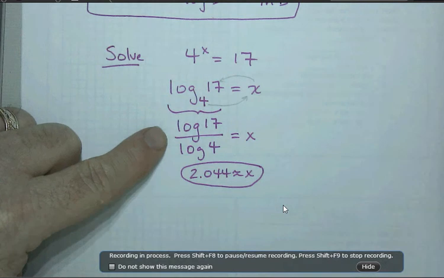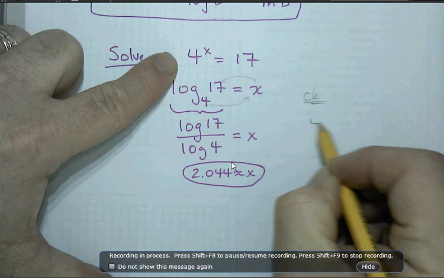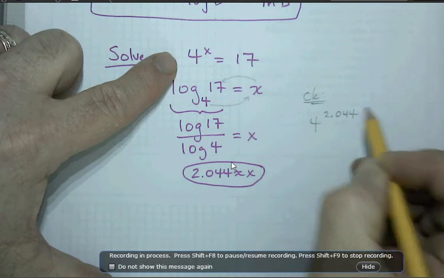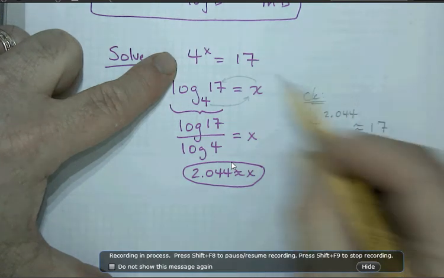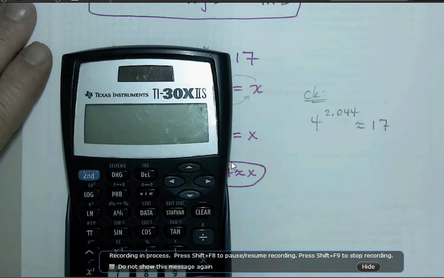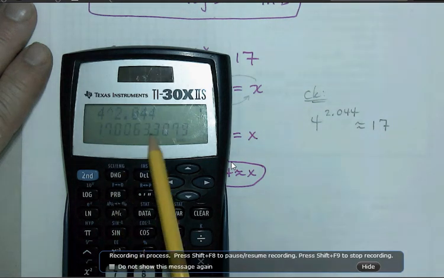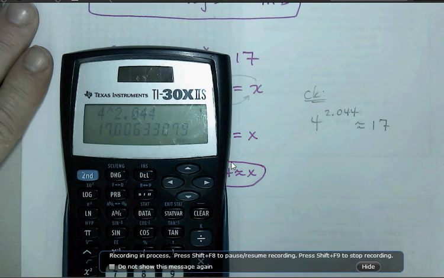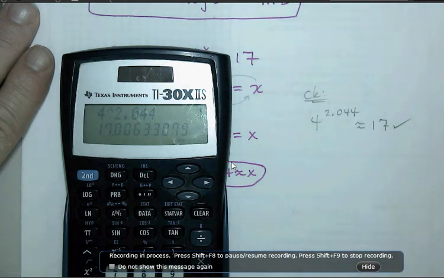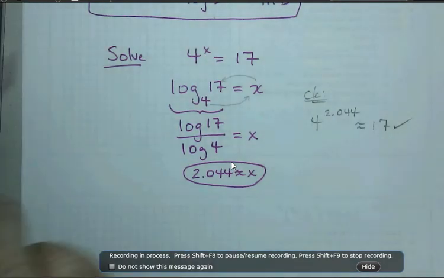I can check it, because I do know that this means 4 to the 2.044 power is approximately 17. Well, let's check that. So here in my calculator, I can do 4 raised to the 2.044 power, and notice that I get pretty close to 17. So I feel pretty good. All right, let's look at another problem.